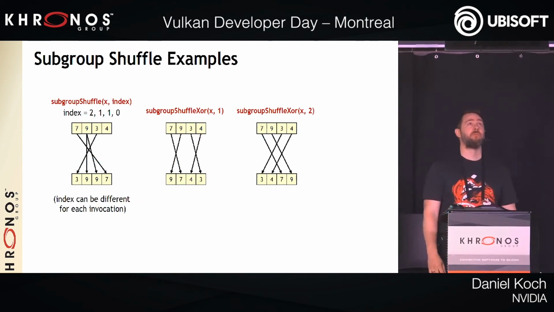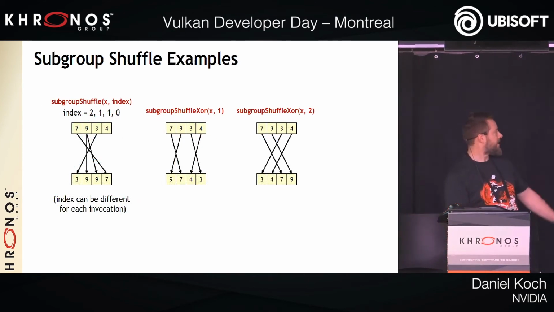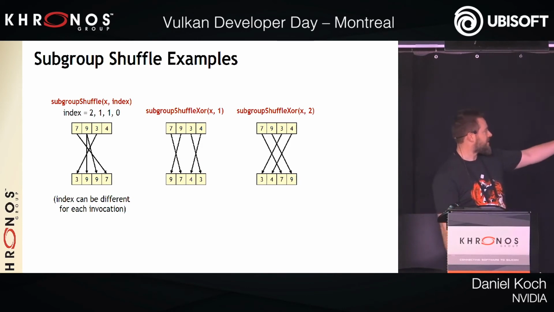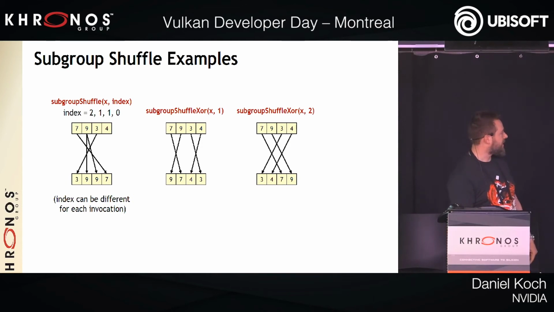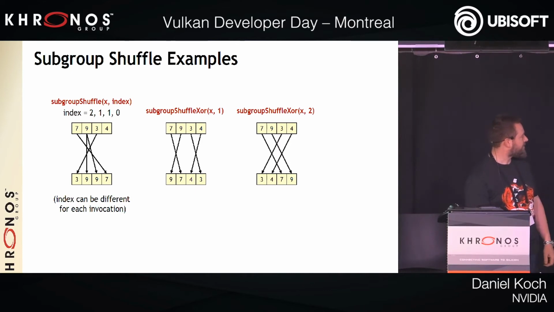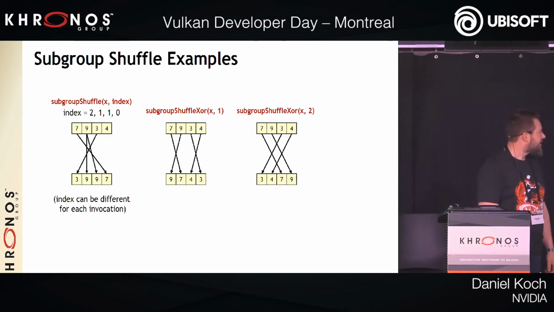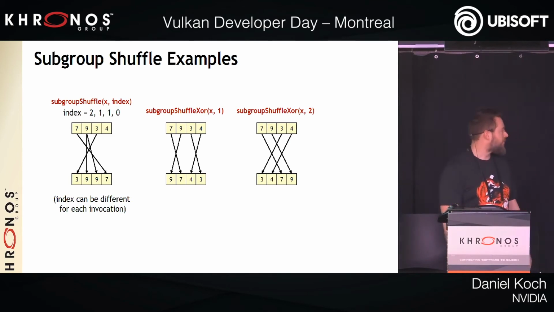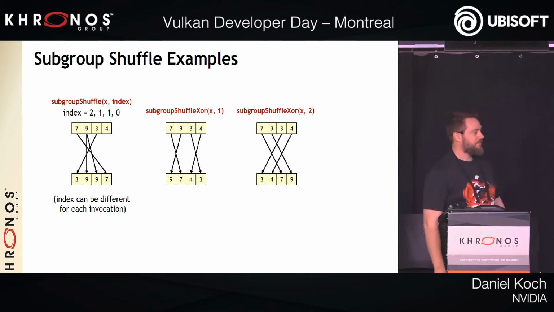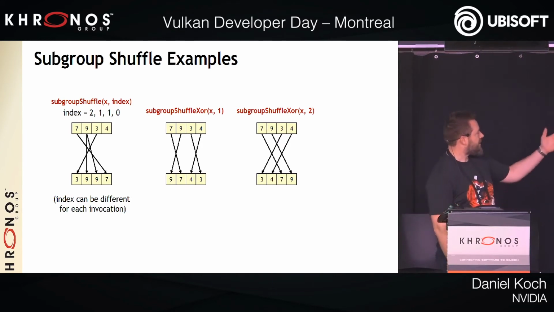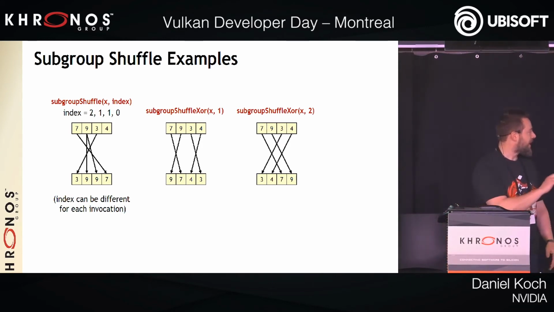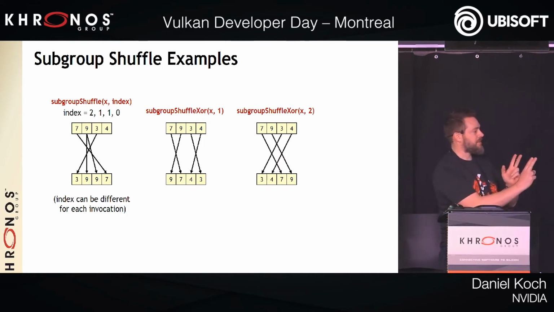Just an example here, subgroup shuffle with index. In this case, the index for the invocations is going to be 2, 1, 1, and 0. That's the value each invocation passes in for index, and they're going to end up reading from the different cells, the different invocations. If you do a subgroup shuffle XOR and pass in a mask of 1, pairwise they're going to swap. If you pass in subgroup shuffle XOR 2, every 2 in a quad is going to swap.